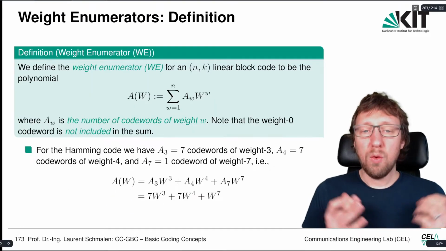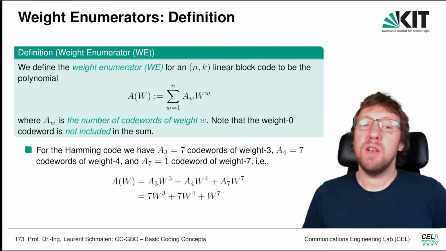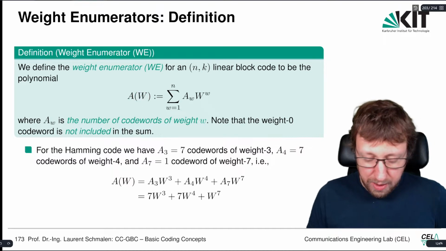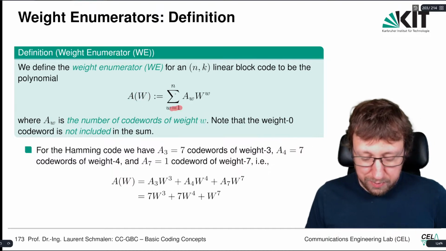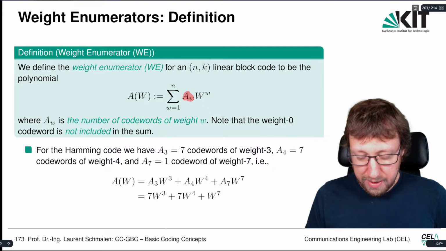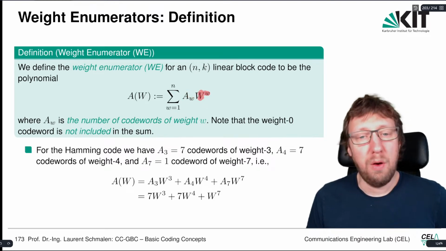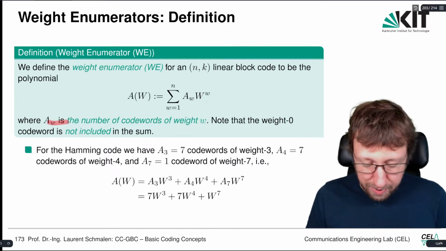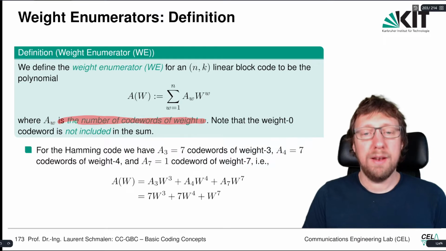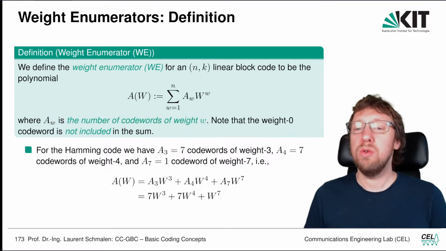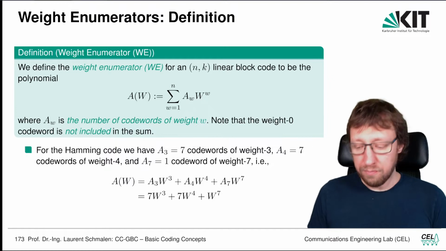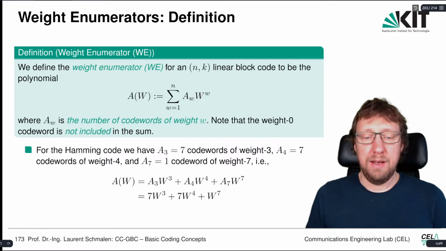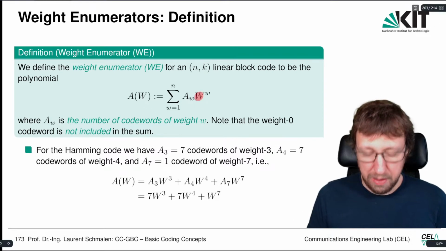So we define the weight enumerator to be a polynomial, and it's essentially the polynomial A(W), which is the sum from w equals 1 to n of A_w times capital W to the power w. And what is A_w? A_w is the number of code words of weight w. We exclude the weight 0 code word. And W is just the variable of the polynomial.